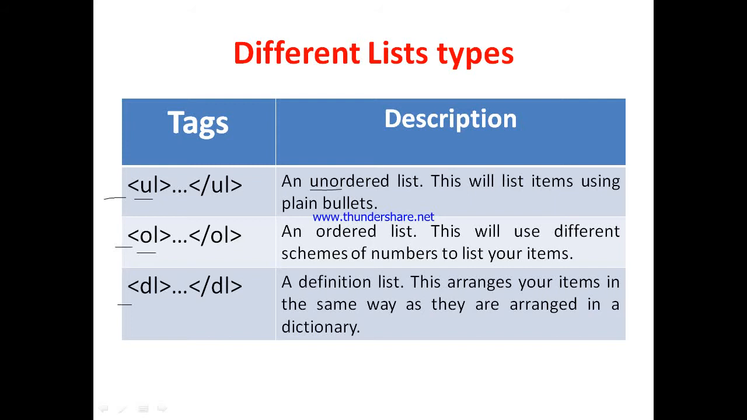Unordered list means the list items are marked by using bullets. Ordered list means the list items are marked by using numbers. And definition list means arranging the items in the same way the words and sentences are arranged in a dictionary. So we'll see all these tags, the UL tag for unordered list, the OL tag for ordered list, and the DL tag for definition list. All these tags we'll study in detail one by one.